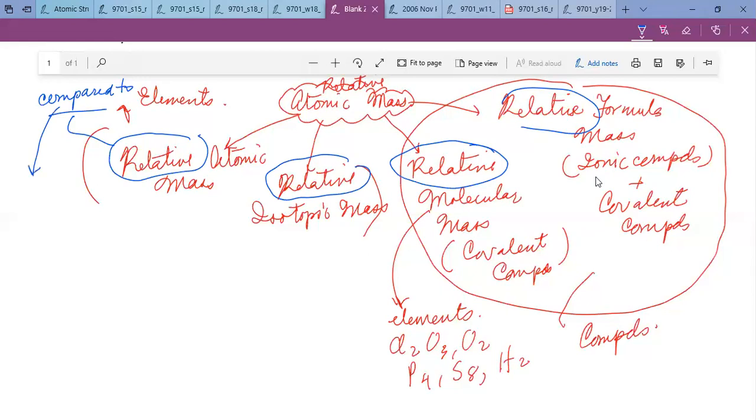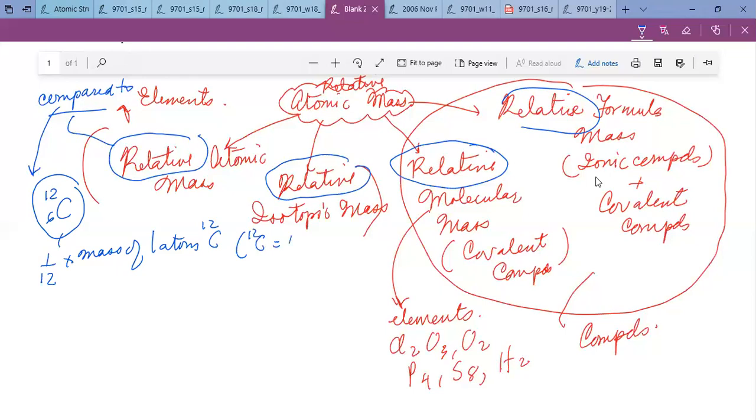In your Form 5 learning, they always compare to a standard. One of the most stable and most common isotopes is carbon-12. There are also carbon-13, carbon-14 and so on, but carbon-12 is about 99% or so, and it is found in all organic matter. So it is 1/12 times the mass of one atom of carbon-12, where carbon-12 is equal to 12 units. Which means 1/12 times 12 is equal to 1. This is the atomic mass unit, AMU. So that's the idea.